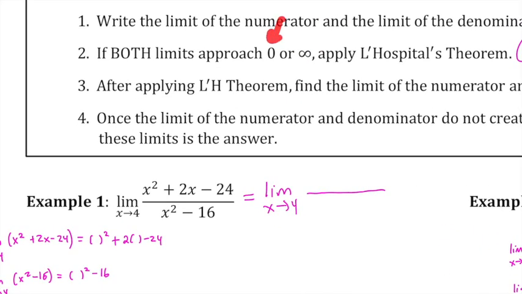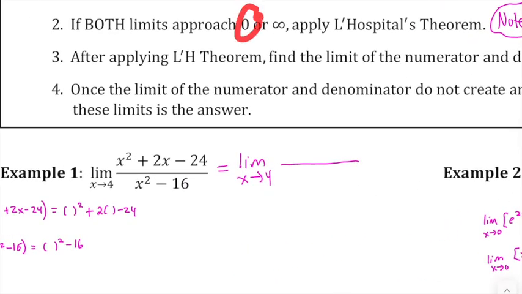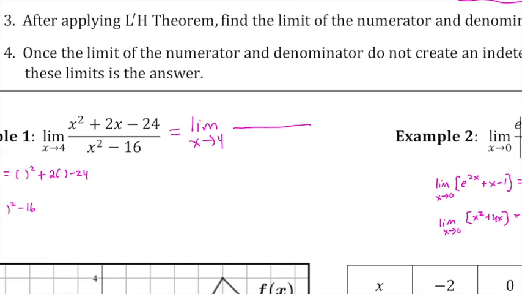If one of them is 0 and one of them is infinity, then you actually have your answer already. If the numerator was 0 and the denominator was infinity, the limit is 0 because you have 0 divided by a big number, which is 0. If it was flipped, with the numerator's limit infinity and the denominator's limit 0, then it does not exist because you cannot divide by 0. So again, both have to be 0 or both have to be infinity. And then apply L'Hopital's theorem.